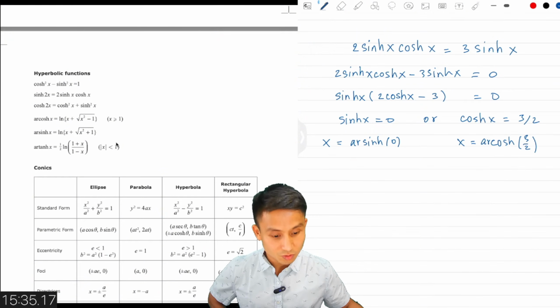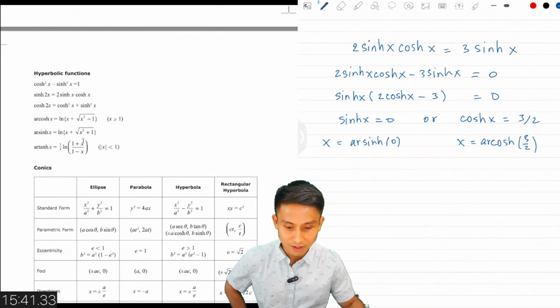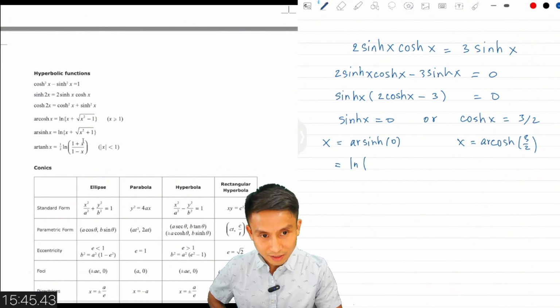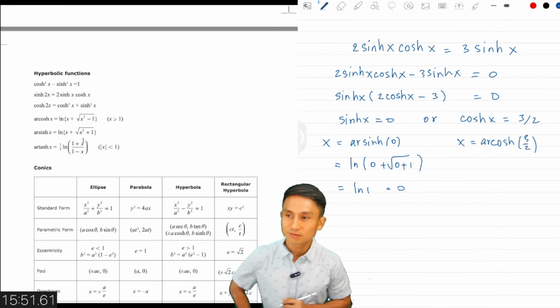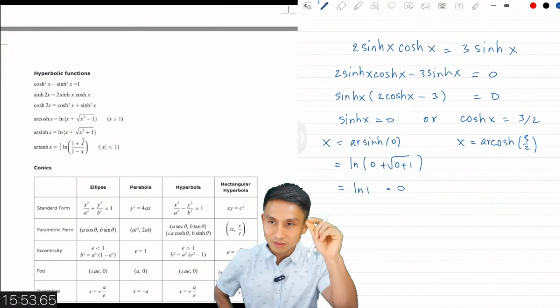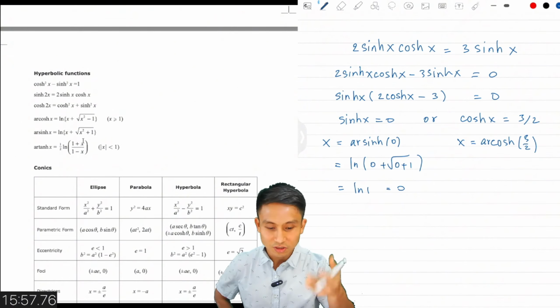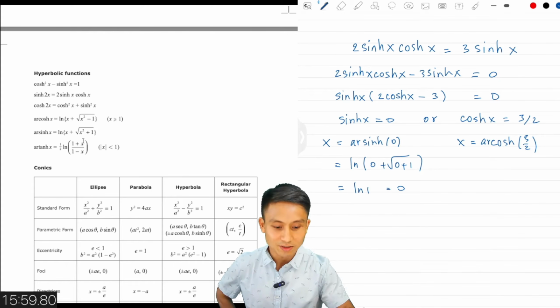So we need to do, yeah, for cos is greater than 1, 3 over 2 is greater than 1. For sinh, there's no condition, so we're fine. So for sinh here, it's just going to be ln 0 plus square root of 0 plus 1, which is ln 1, which is 0. Yeah, that's trivial, because sinh of 0 gives you 0. Obvious. Just like sin x equals 0, you get x equals 0.